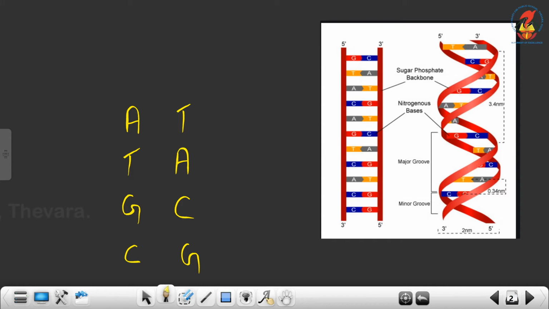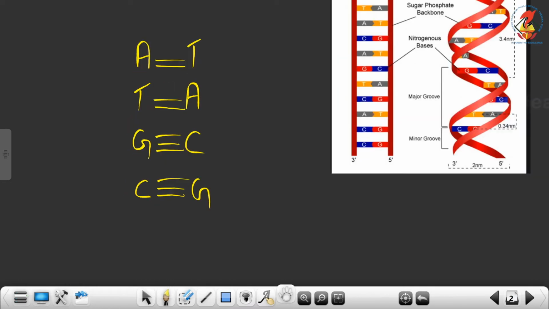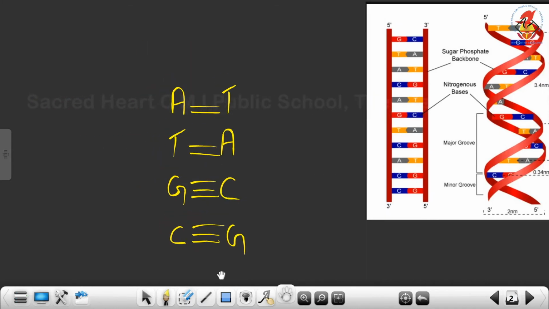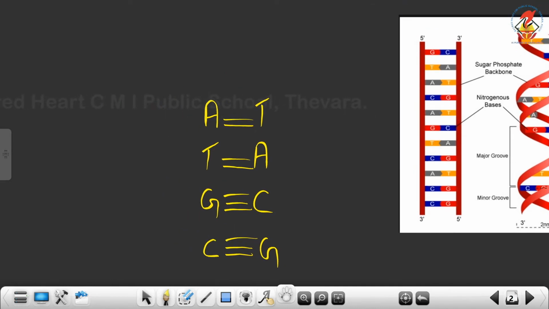See, this is the base pair rule, and the bond between the bases is a weak hydrogen bond. Between A and T it's a double bond, and between G and C it's a triple hydrogen bond. So you should remember this. A will always pair with T and vice versa, and G will always pair with C and vice versa. No interpairing.